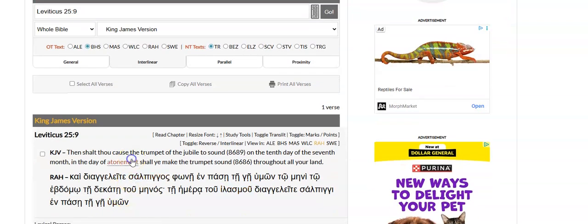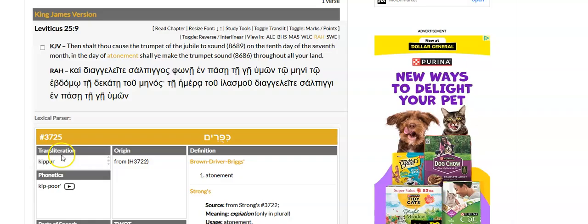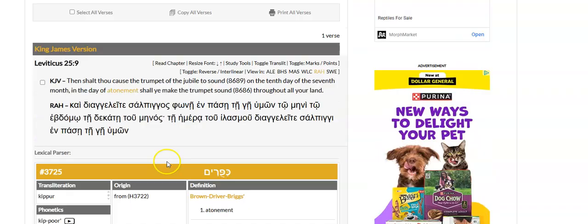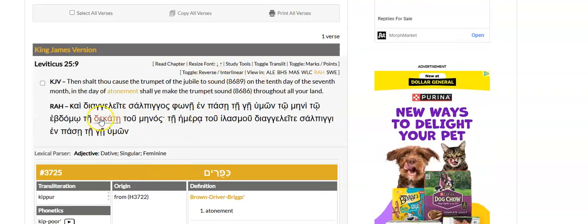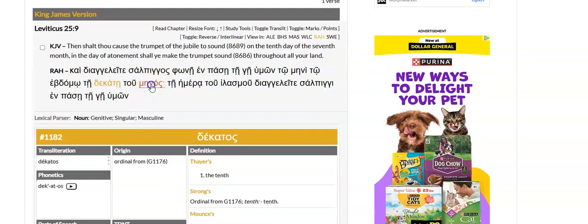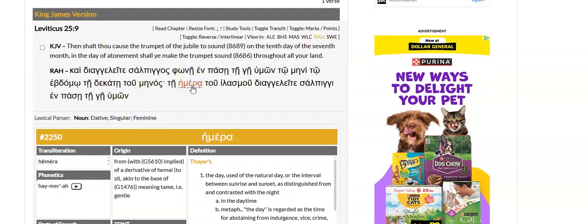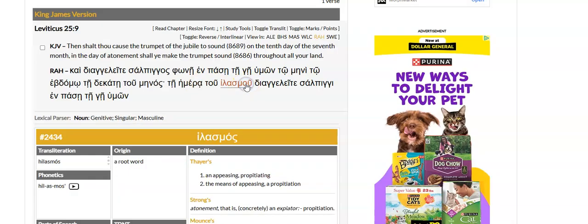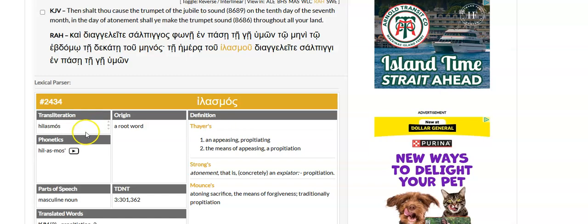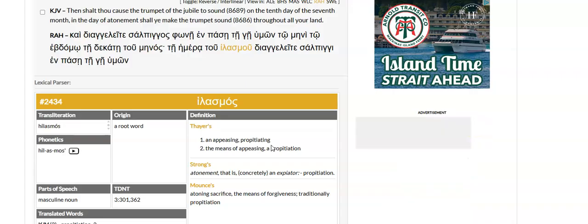So this is here. It is the Hebrew word Kippur, which is atonement. It's the day of, Yom Kippur, the Day of Atonement. But it relates down here, just RAH is the Septuagint. This brings up the Greek rendering of the Hebrew Old Testament. So here is the Greek word hemera, it's day. And here is the atonement. Appeasing propitiation. So that is the Greek rendering, the Greek translation of this Hebrew atonement, Kippur.